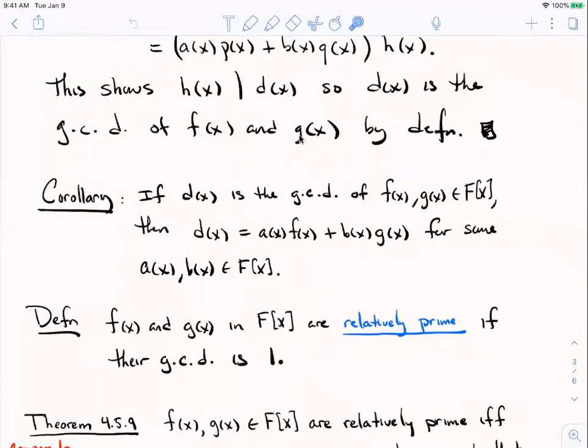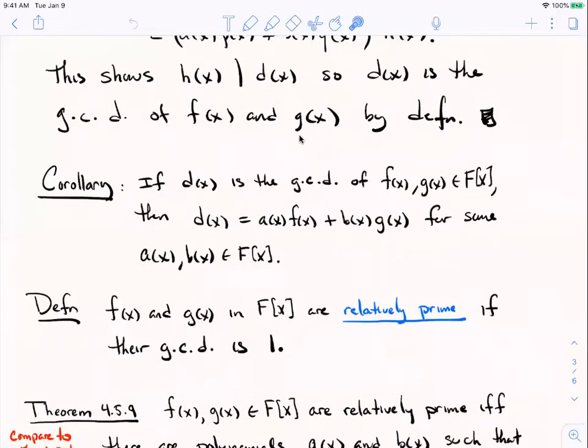Corollary of that, because D belongs to that ideal generated by it, if D is the GCD of f and g, then you can write it as a polynomial linear combination of f and g. That's an important fact. We've used that fact about integers all the time, that the greatest common divisor of two integers is an integer linear combination of the integers. Well, the greatest common divisor of two polynomials is a polynomial linear combination of those polynomials. Important fact.